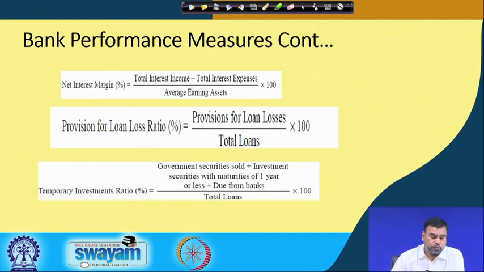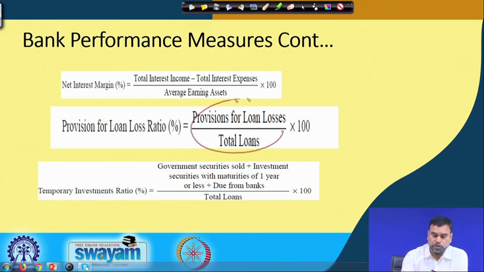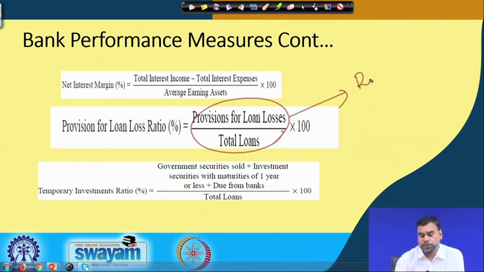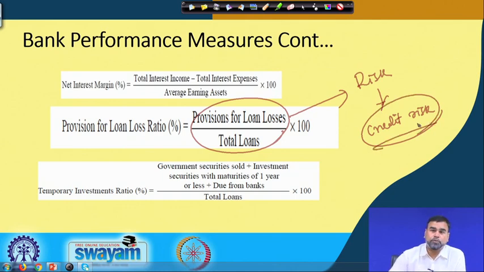Then we have another one, the provisions for loan loss ratio, that is the provisions for loan losses divided by the total loans. This particular ratio basically shows how the bank is exposed to different kinds of risk, mostly credit risk. The more the credit risk involved in a particular loan, the more provisions the bank makes against that loan. So, if the provisions are more, this is not a very good sign for the bank. The reason is that provisions are given to avoid any kind of loan losses.